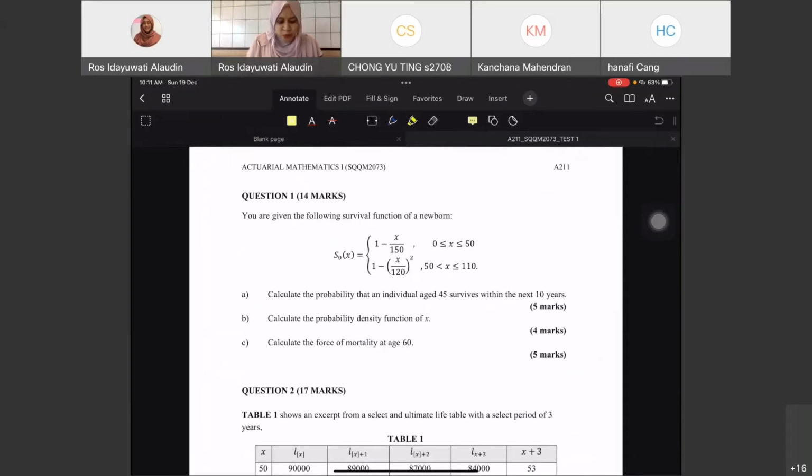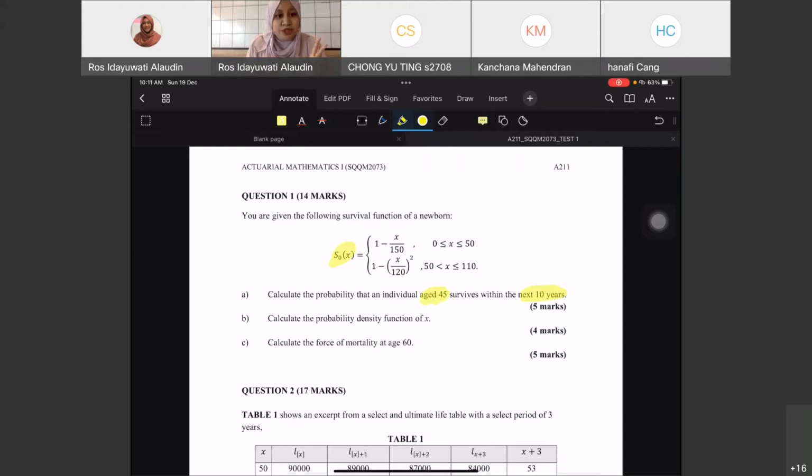So for question 1, calculate the probability that an individual age 45 survives within the next 10 years. So survive, you can imagine that the notation must be tPx. Now we have a survival function, so we use, in terms of survival function, S(x+t) over S(x).